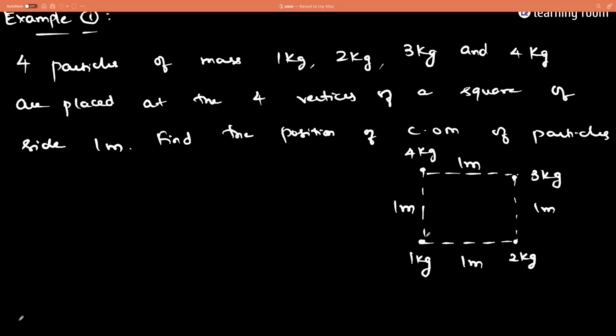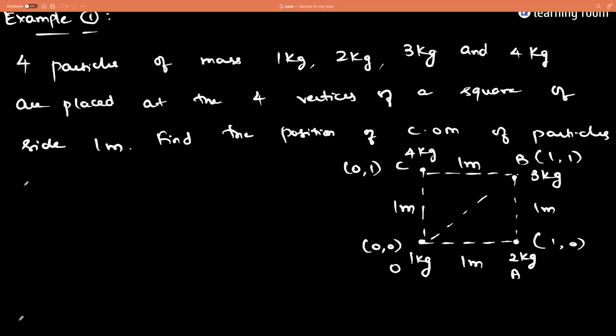So for that, we will take this to be the origin. It is always advisable, when you have a system of multiple particles, that you take one of the particles' positions to be the origin itself. If this is O, A, B, C, then what is going to be the coordinate of point A? It is going to be 1, 0. The coordinate of point B will be 1, 1. What will be the coordinate of point C? It will be 0, 1.